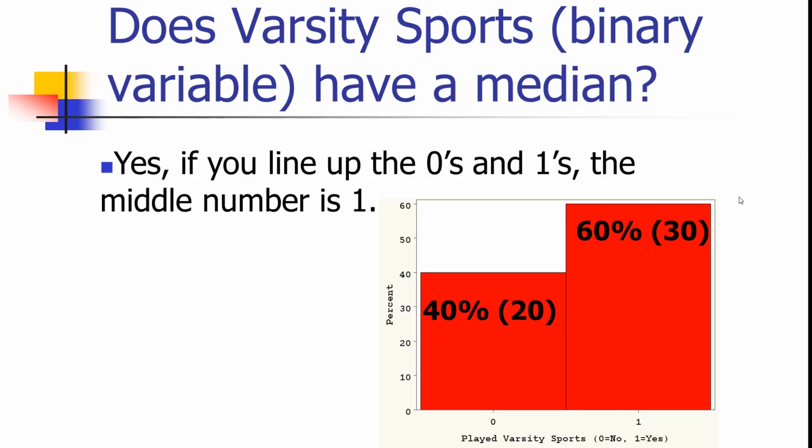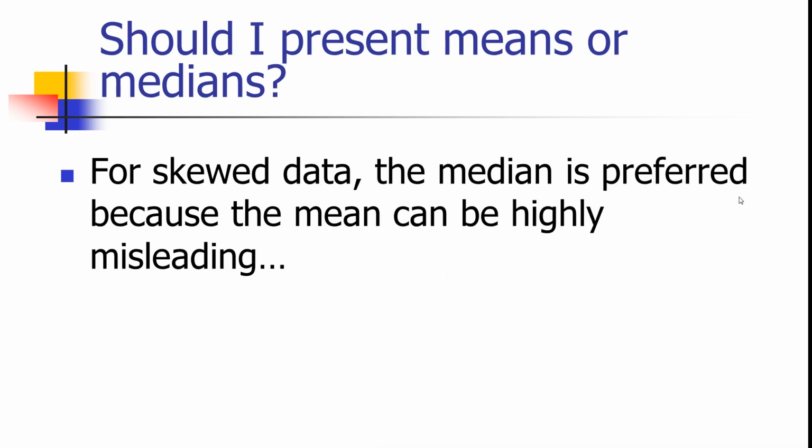Now, I asked whether or not varsity sports has a mean. That's a binary variable. Does varsity sports, a binary variable, also have a median? Sure, again, if you think about a binary variable as a series of zeros and ones, then you just line up the zeros and ones from the lowest, the zeros, to the highest, the ones, and you find where the middle number lies. Well, in this case, there are more ones than there are zeros because more people had played varsity sports than hadn't, so the middle number, the median, will occur at 1. So yes, it has a median. It has a median of 1.